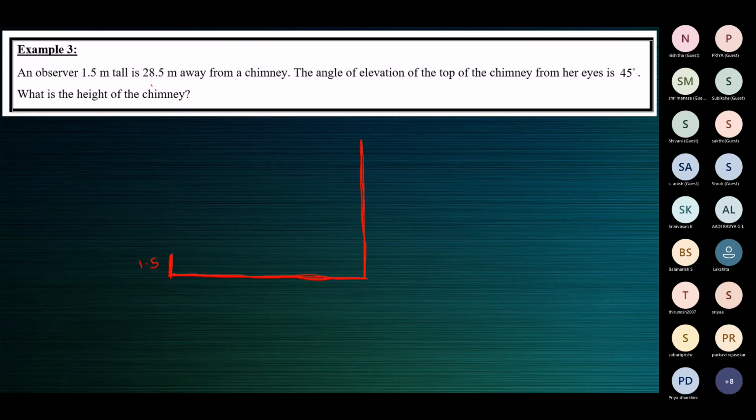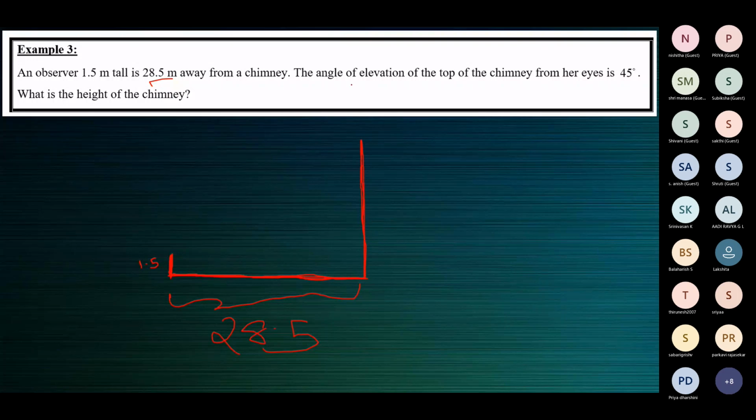Now, what is this 28.5? It is not the height of the chimney. It's the distance between the observer and the chimney. See here, an observer 1.5 meters tall is 28.5 meters away from a chimney. The distance between the observer and the chimney is 28.5 meters.